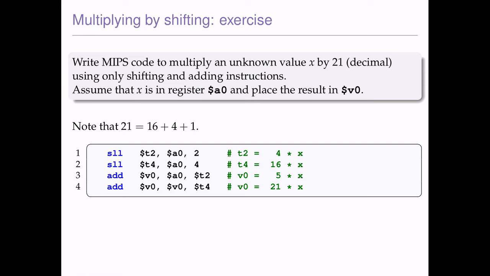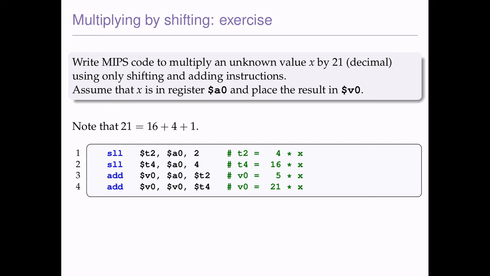So to get the multiplication by 4, we know that's just going to be shifting left the value in A0 by 2, and we just chuck that in T2 for the moment. Then we want to get the value of 16 times x, which is of course shifting left by 4, because remember it's 2 to the power of 4 that we're multiplying by here, and that will be 16.